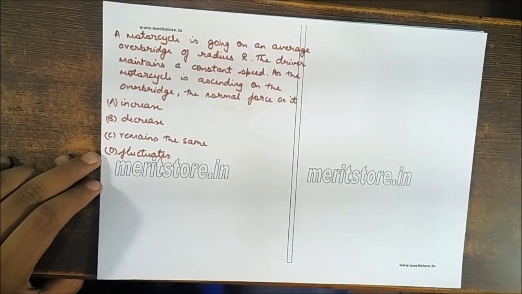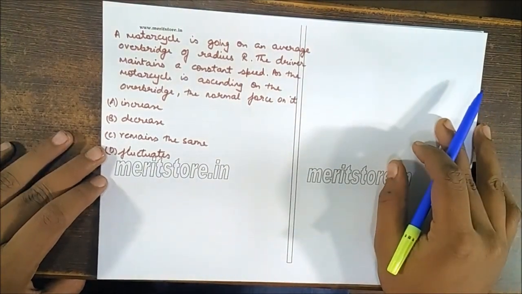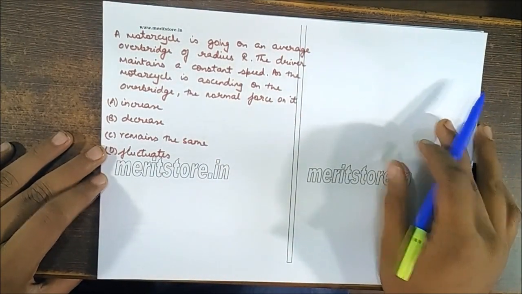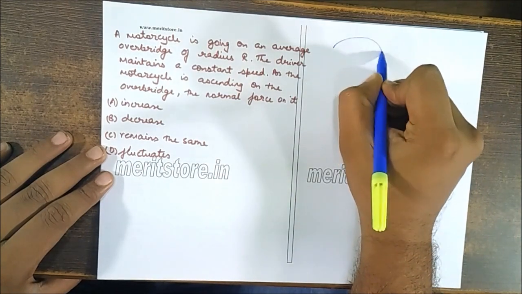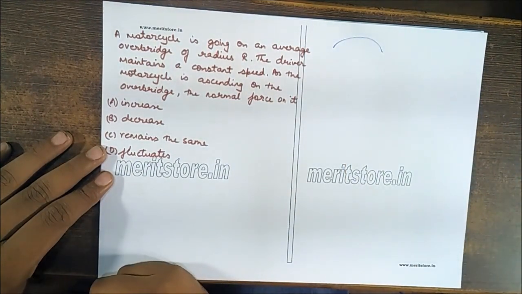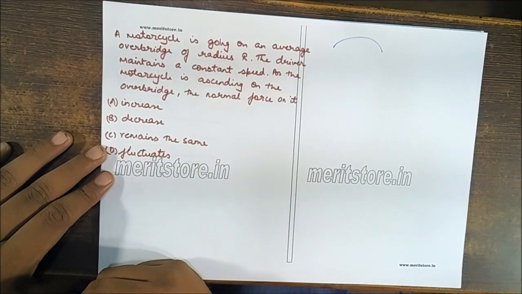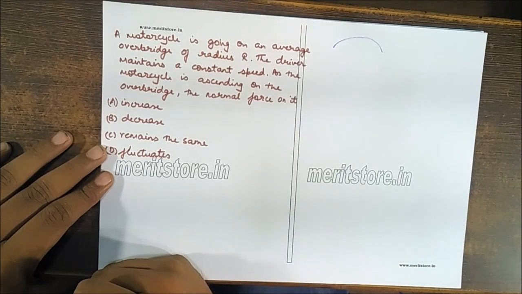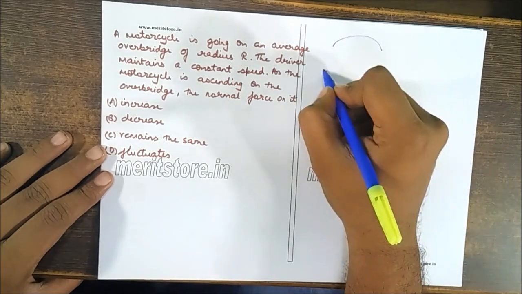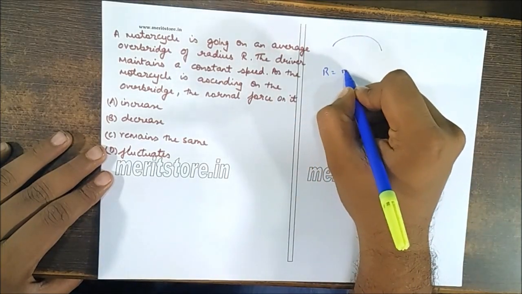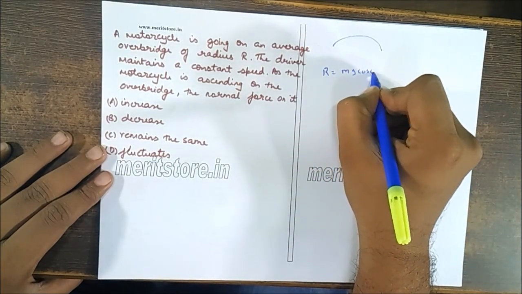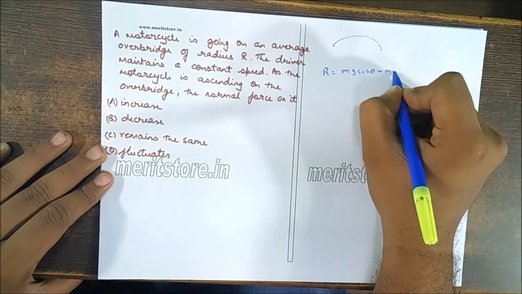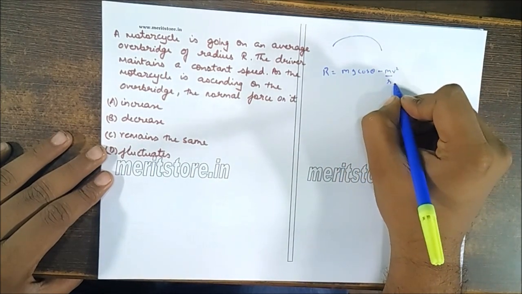The next question. A motorcycle is going on an average overbridge of radius r. The driver maintains a constant speed as the motorcycle is ascending on the overbridge, the normal force on it. Now we have N is equal to mg cos theta minus mv square upon r.